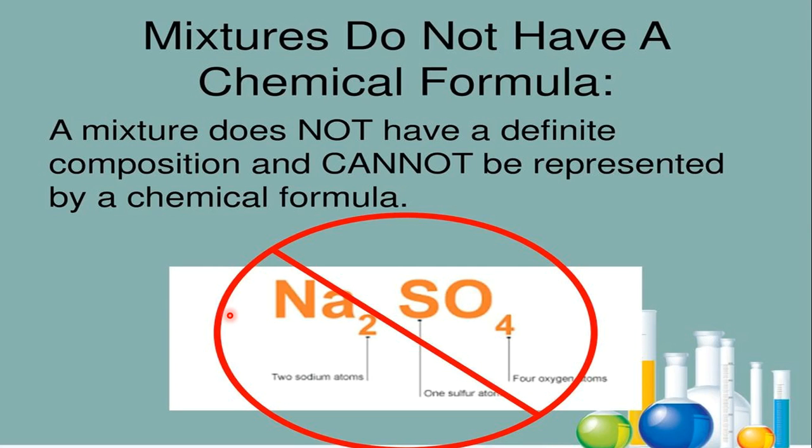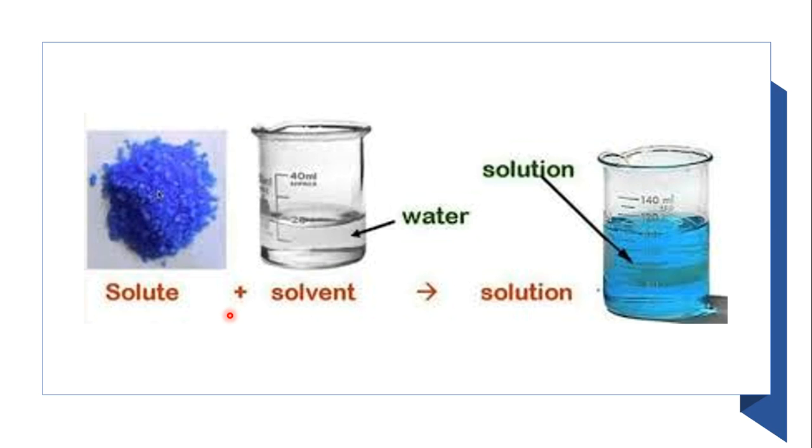So a mixture, right guys, does not have a chemical formula. A mixture does not have a definite composition, therefore it cannot have a formula, because mixtures are made up of a variety of molecules. But unlike mixtures, elements and compounds are only made up of one type of molecule, guys. So that's the difference. Because elements and compounds are made of one type of molecule, they have a molecular formula or a chemical formula. But mixtures are made up of many types of molecules, so therefore it doesn't have one, guys.